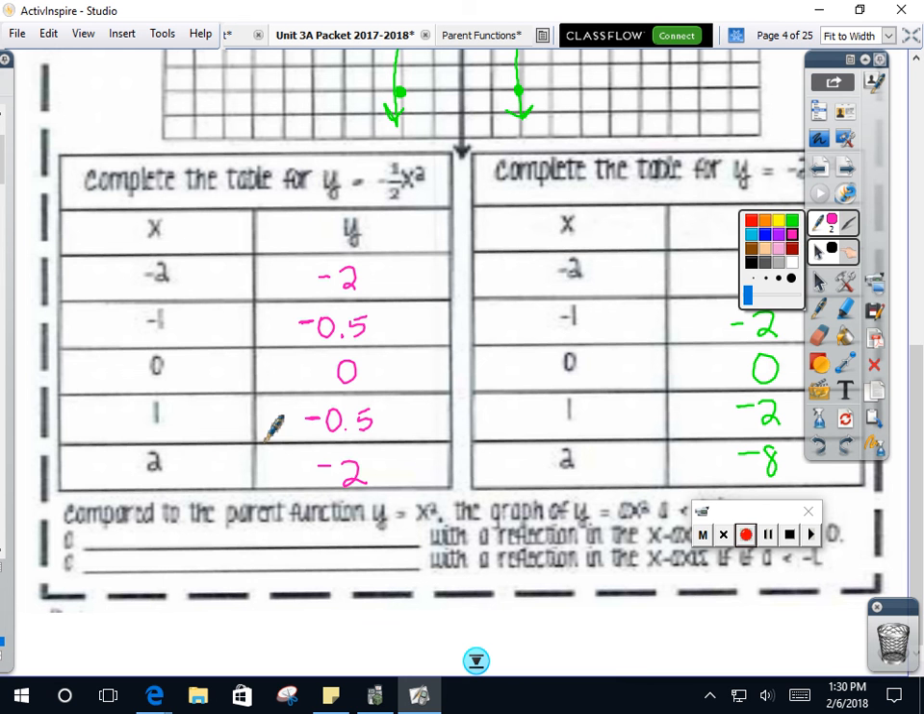Okay, well this one has a vertical shrink, the pink one, which I didn't graph today because it was graphed yesterday. It had a vertical shrink and a reflection. Then the one that I just did in green has a vertical stretch and a reflection.